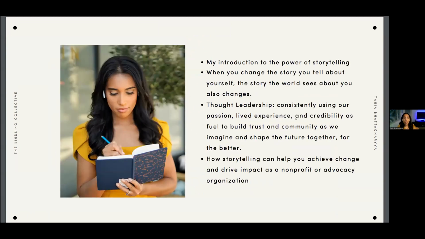My first introduction to the power of storytelling happened when I started my career working for an addiction treatment center that served women and their children. And those children lived on site with their moms. I was tasked with collecting impact stories that we could use in our advocacy work, right? And so I started doing that, and I started getting to know our patients and our alumni and hearing their stories.